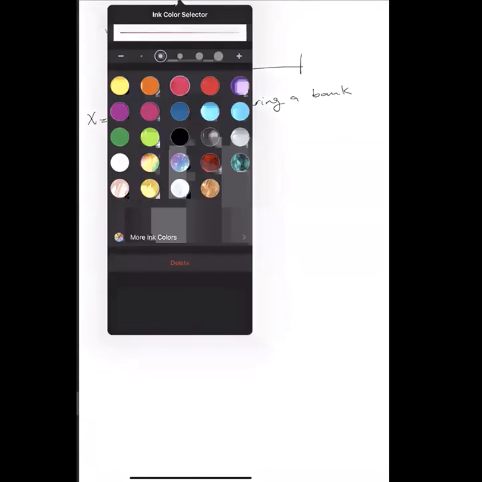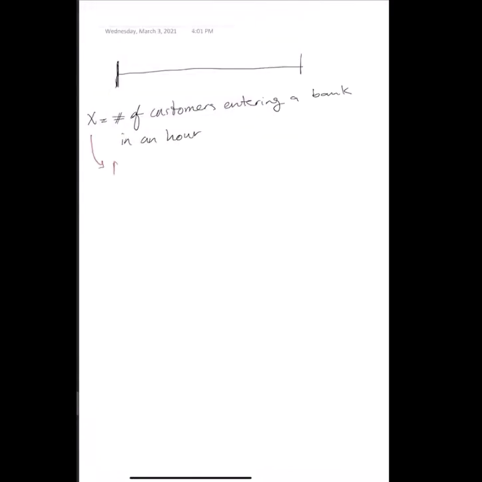The Poisson random variable is a discrete random variable. For example, the number of customers that enter a bank in 1 hour. Obviously, this is a discrete number, so I show it by x. X is the Poisson random variable, which is the number of customers entering the bank in 1 hour. So x has a Poisson distribution.